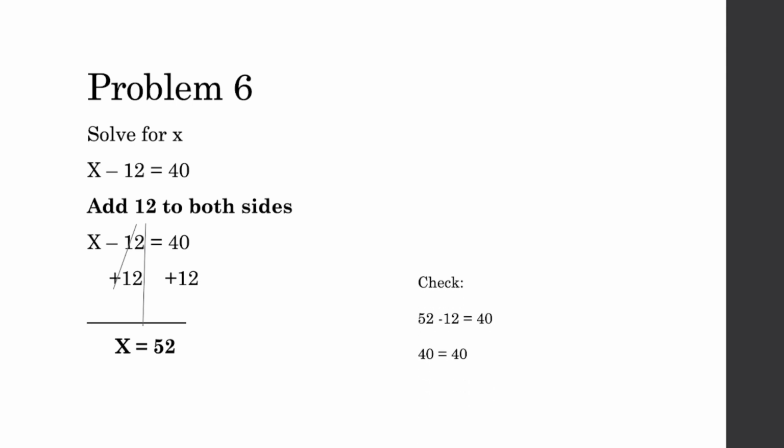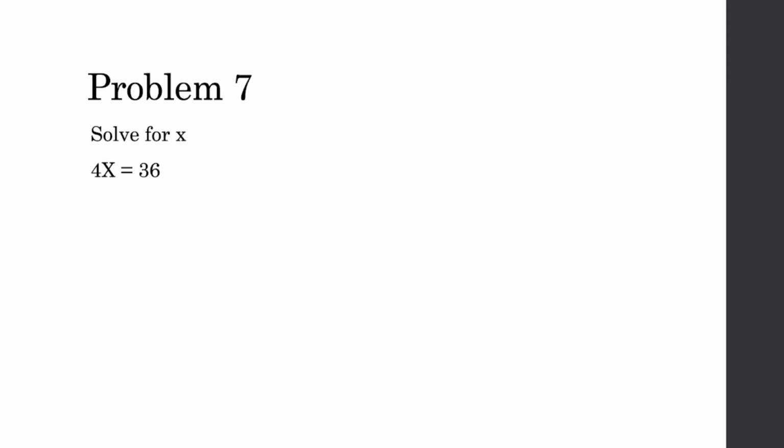Now let's do the check. 52 minus 12 equals 40. Yes, it does. 40 equals 40. So which means x equals 52. Okay, try this one and we'll be back in just a moment.